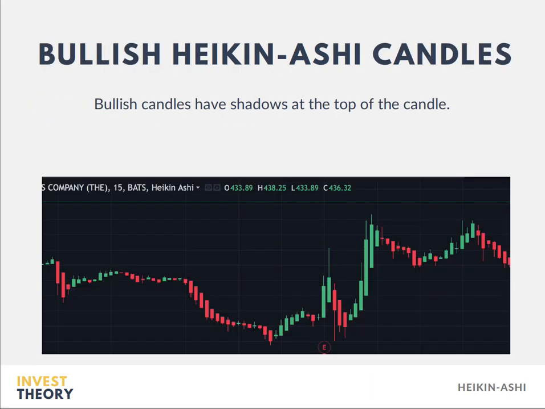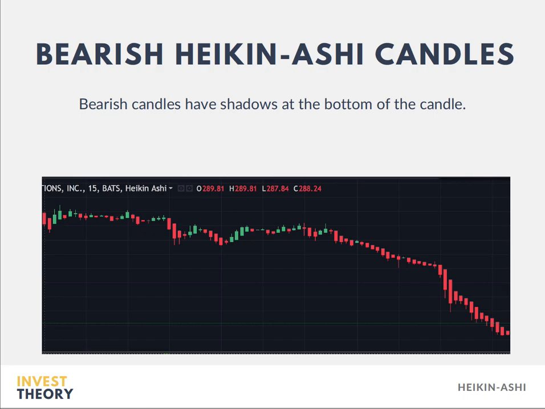Here's an example of what bullish candles on a Heikin Ashi chart look like. Now, you will notice that all of the green candles in this image have their wicks, or what's also referred to as shadows, at the top of the candle. The opposite for bearish candles: you see that the shadow is at the bottom.